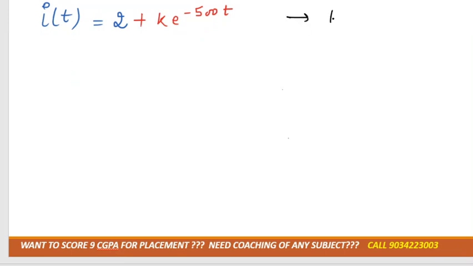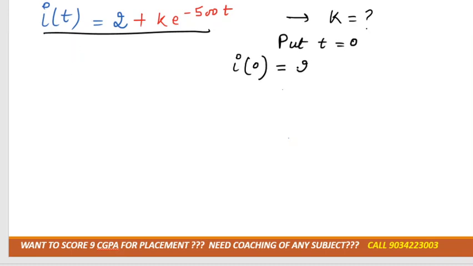Now after this, we need to get the value for k. Then only we'll get the final value for I of t. So how will we get the k value? We have a fixed step for determining the value for k: put t equal to 0. If I put t equal to 0 in this equation, then it will become I of 0 is equal to 2 plus k into e raised power minus 500 multiplied by 0, right? Plus k into e raised power 0, which is 1.